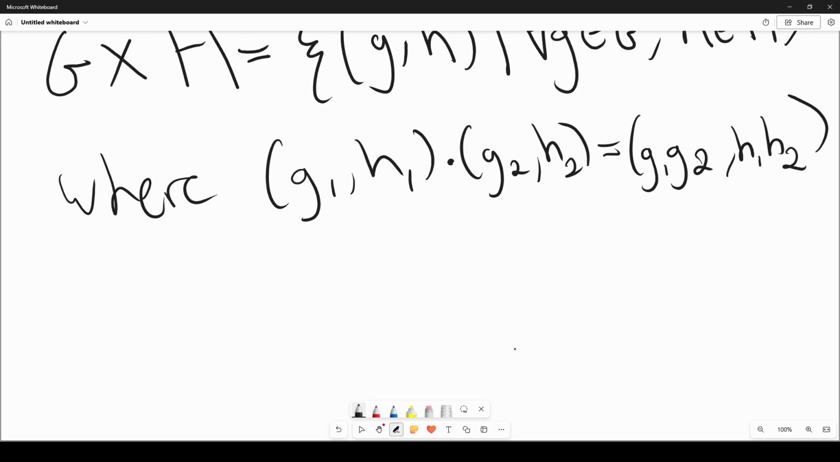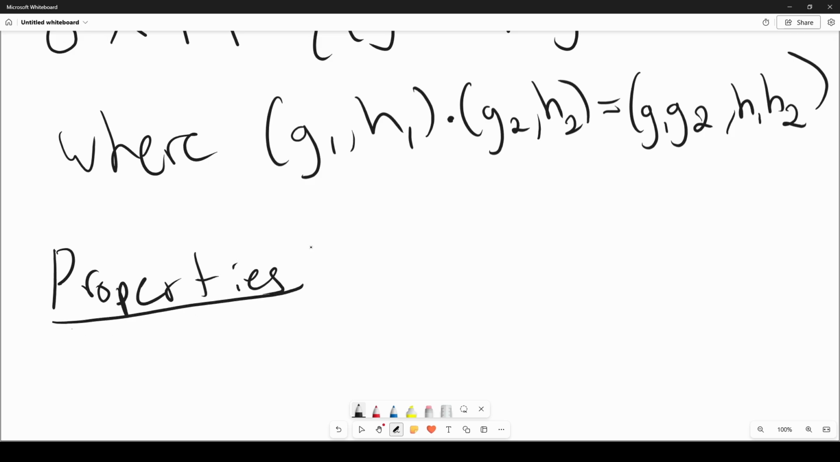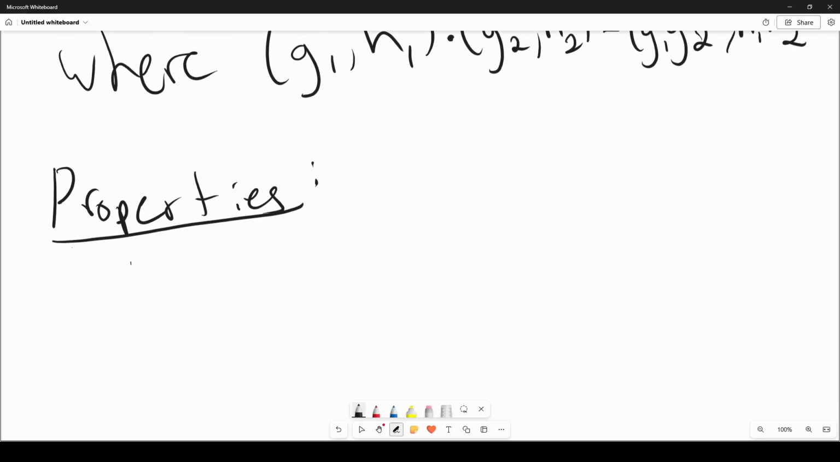Okay. This is our definition, so now let's prove some more interesting properties about product groups that will give you a better understanding of how they work and maybe why we want to study them. Okay, properties. A lot of these should be relatively straightforward, so I'm going to ask that you try to prove them on your own. It'll be a good exercise.